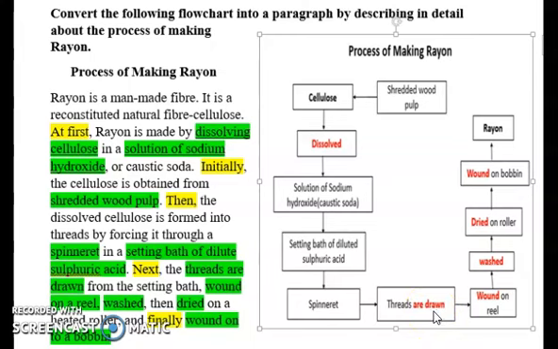Simple present passive voice, and wound, washed, dried, again wound. So these are all the verbs I've highlighted. These are the keywords that we have to note in order to frame a sentence. Let's start framing a sentence now.